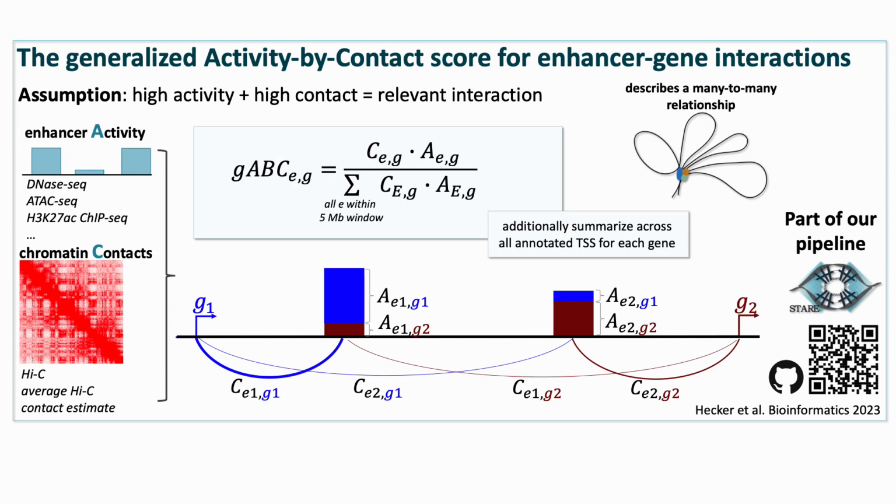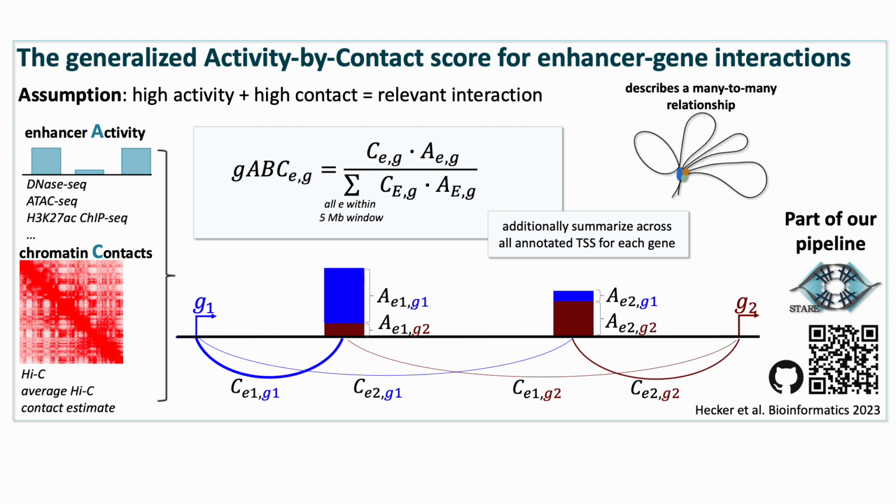To give you a little bit of background and to tell you what motivated our work, I want to briefly introduce the Generalized Activity by Contact Score, which is a method for predicting enhancer gene interactions. The basic assumption is that if an enhancer is highly active and it has a high contact frequency with the gene, it's likely to be relevant for the regulation of the gene.